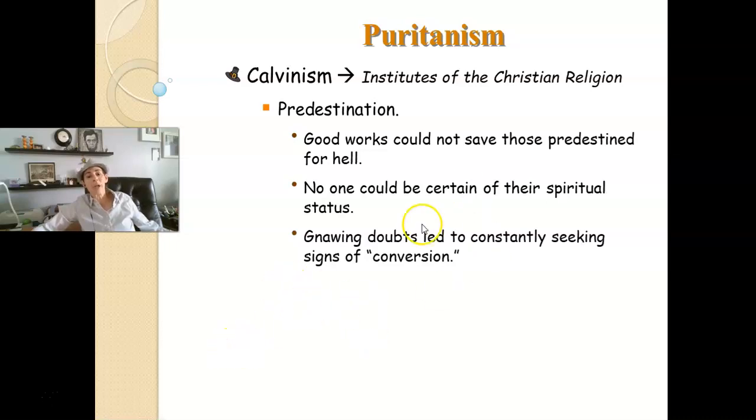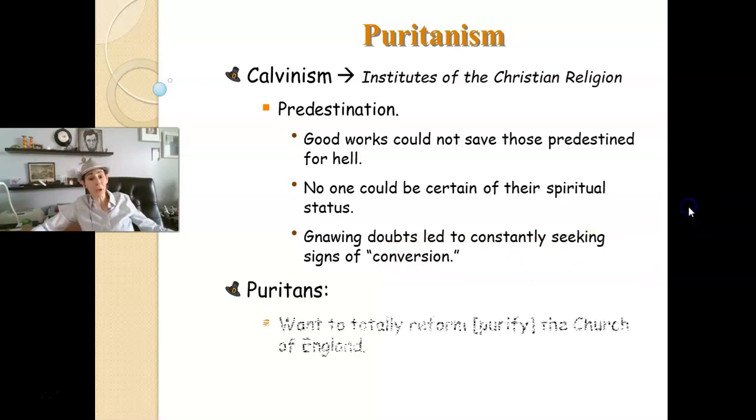So there was this gnawing doubt that everyone had, because you didn't know until you died whether you were saved or not. You couldn't know. So this led to people constantly seeking signs of conversion from themselves and each other. This turned these colonies into one gigantic religious police state. It was pretty intense. So the Puritans wanted to reform the Church of England. They didn't want to separate completely.